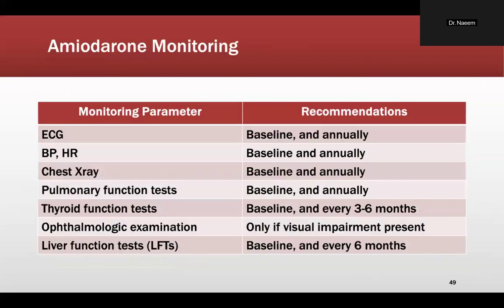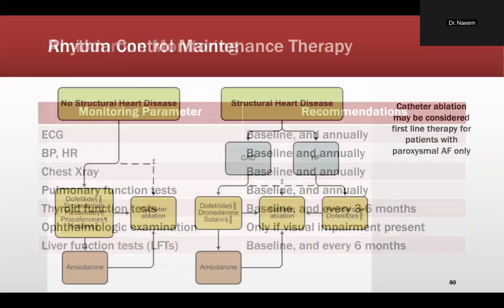Okay, and then this is just a review of the monitoring that we do with amio. So looking at the parameters and then how often they are to be monitored. For the most part, on an annual basis, thyroid function tests are every 3 to 6 months. Ophthalmic examination is if there's something that happens to prompt us to check for it. And then liver function tests would be every 6 months. So this is more so just to give you a sense of how often we're keeping tabs.